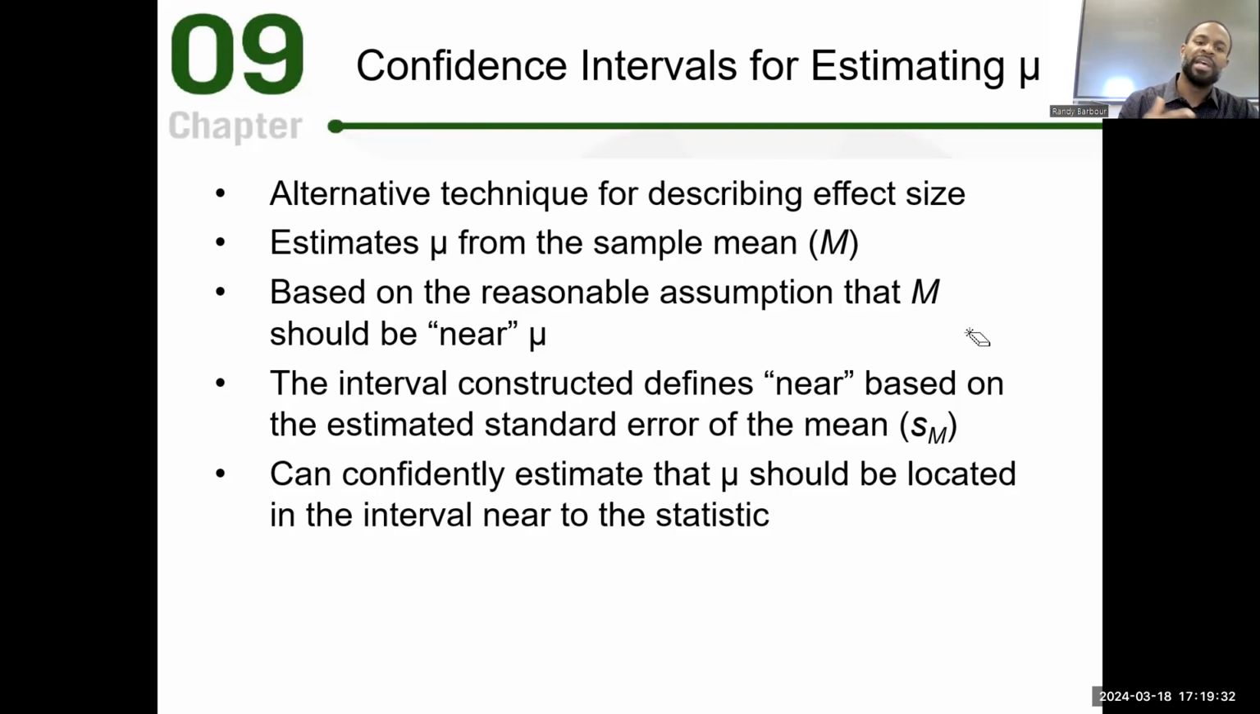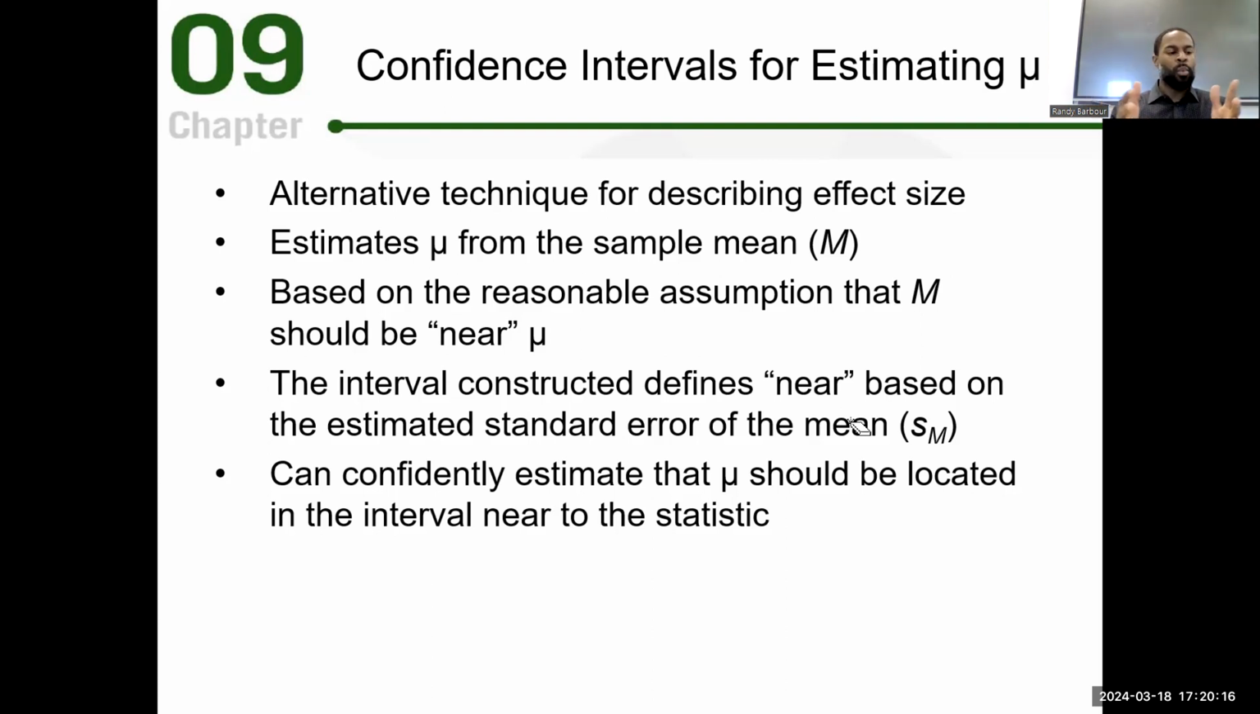So this is another alternative technique for describing the effect size, because we want to estimate an interval that contains the population parameter in it, right? So our sample mean is then used as an estimate for our population, and our interval is constructed by using our estimated standard error. So I'll show you what that looks like, right? So we'll be able to confidently estimate our population mean if it's located in that interval near that statistic, right? The statistic is that sample mean, right?